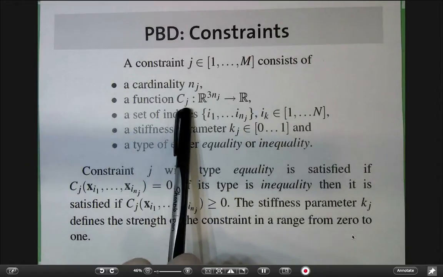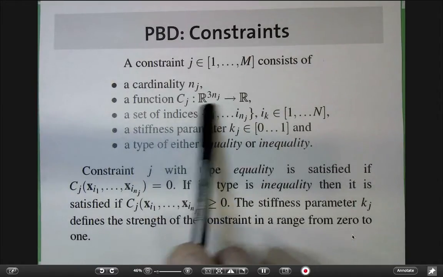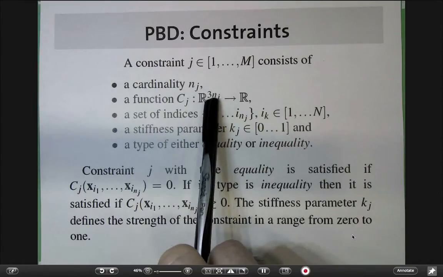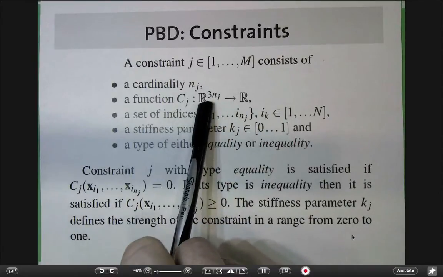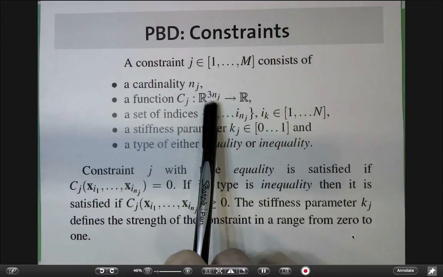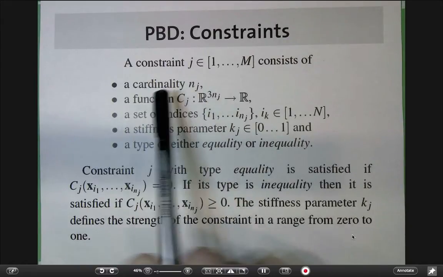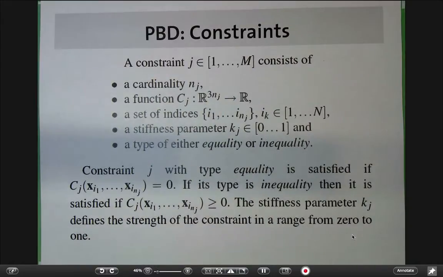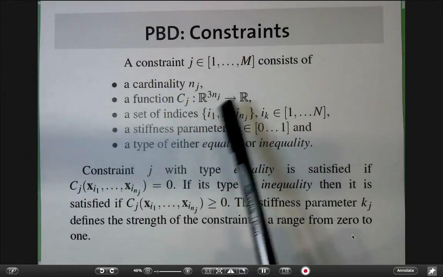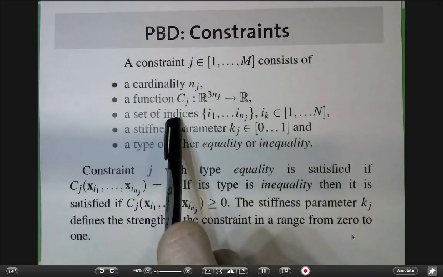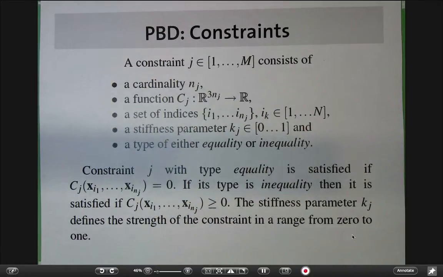And the constraint is a function, a scalar function of the degrees of freedom. Those are the individual x, y, z coordinates of all the particles the constraint involves, and it assigns them a scalar value. It's not the same as energy because this function can easily be negative. Energy could not be negative, right? But constraints can be.